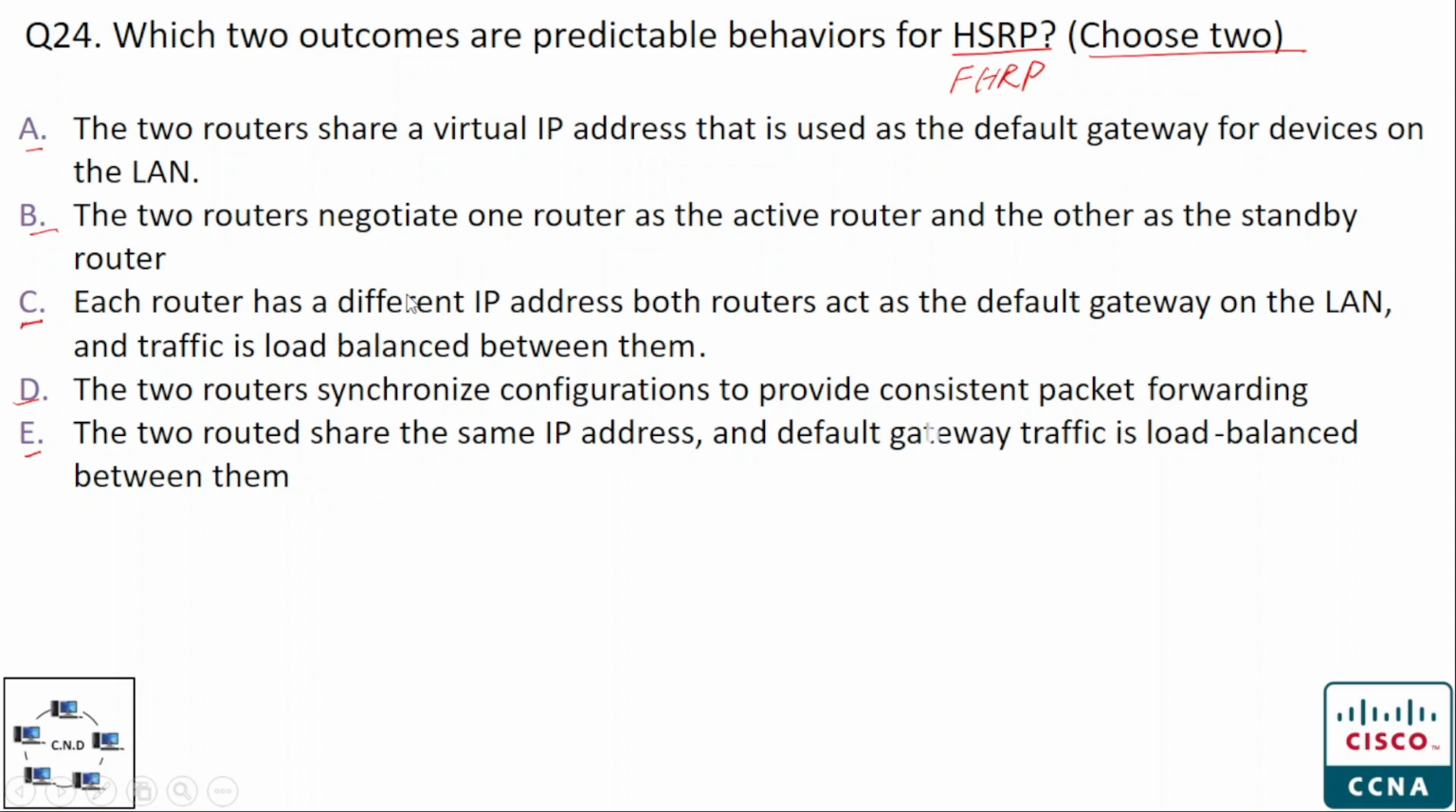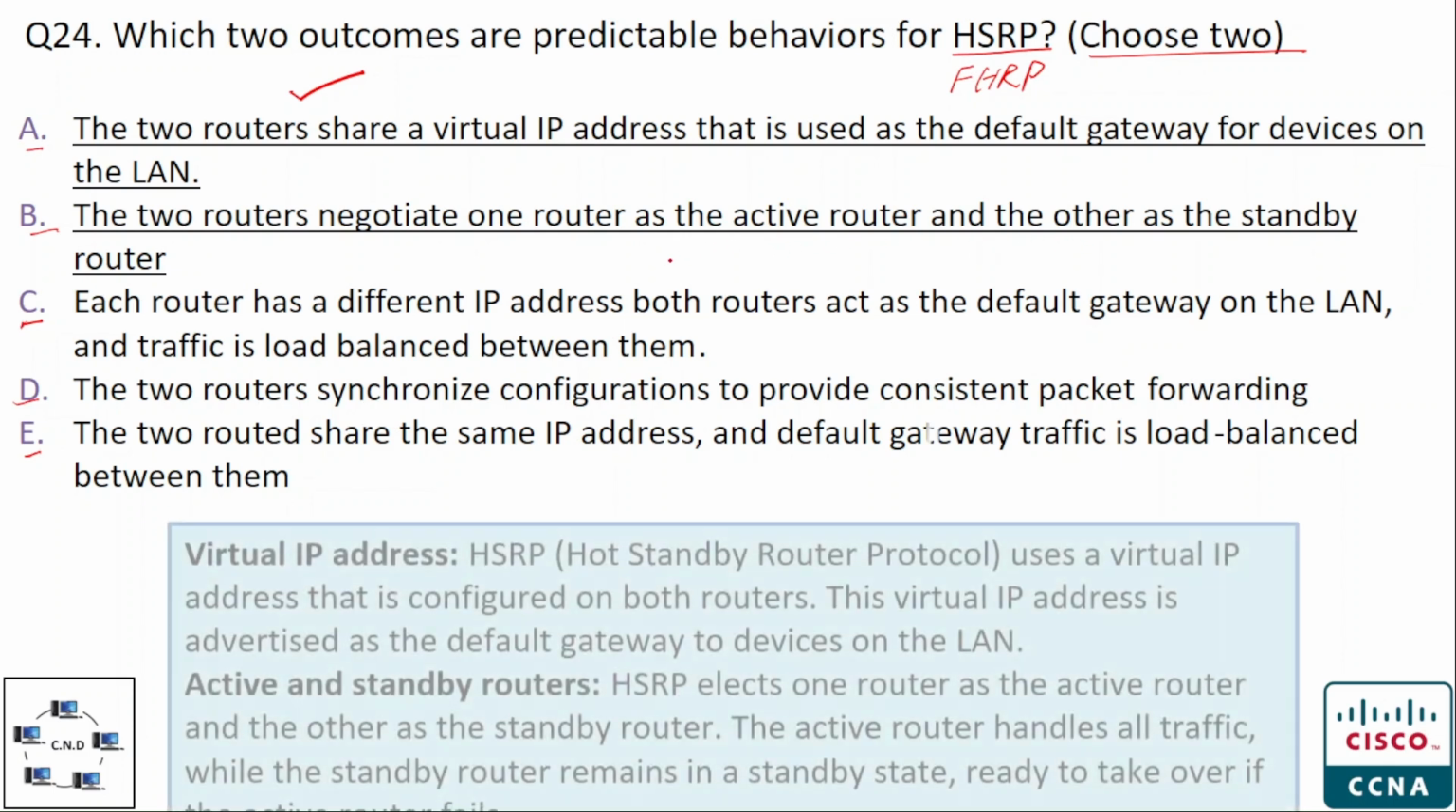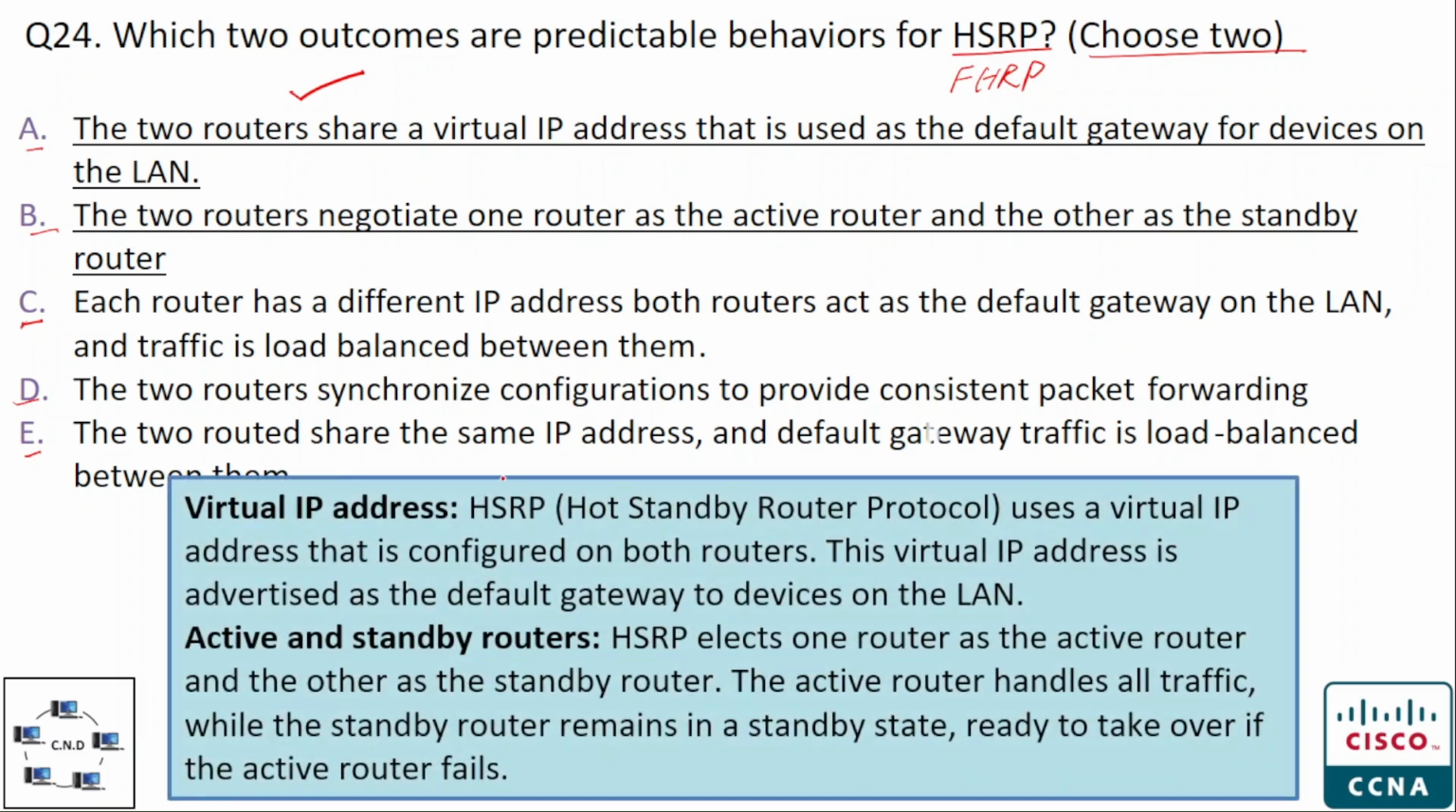And the correct options are that the two routers share a virtual IP address that is used as the default gateway for devices on the LAN, as I already explained in a question a while ago. And the second correct option is that the two routers negotiate one router as the active router and the other as the standby router. So this is the explanation for both the options.